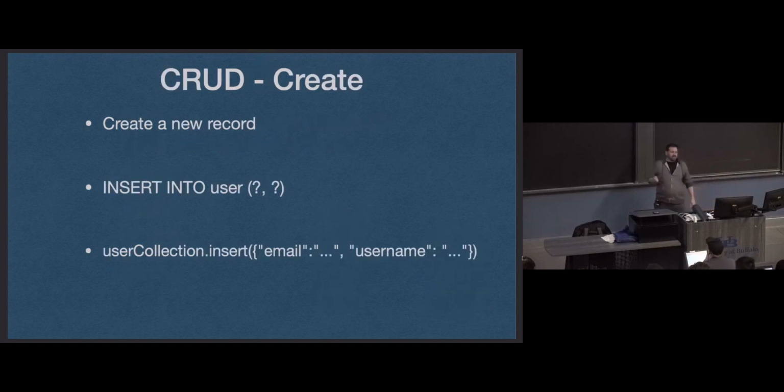So let's go through these one at a time. Creating a new record. In SQL, this is our insert into a specific table. In MongoDB, it's inserting a document into a collection.